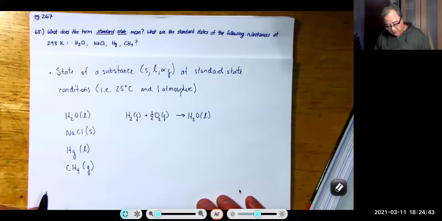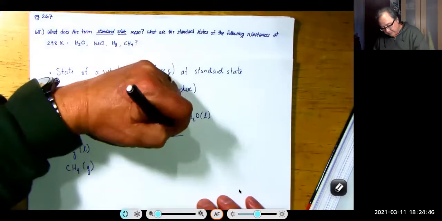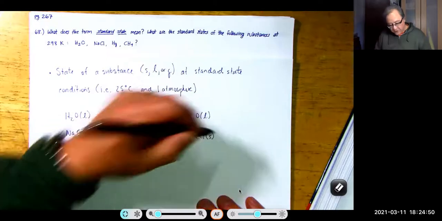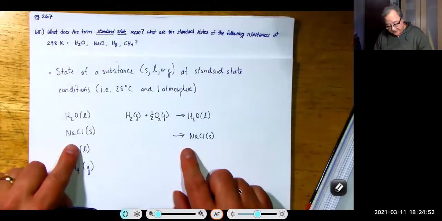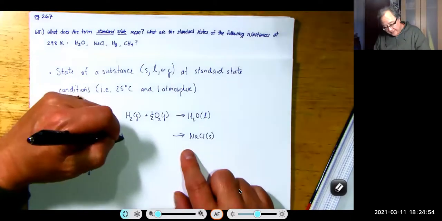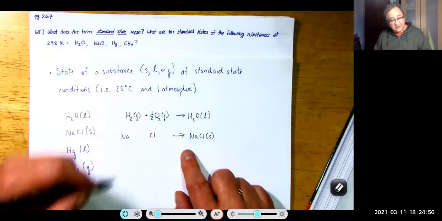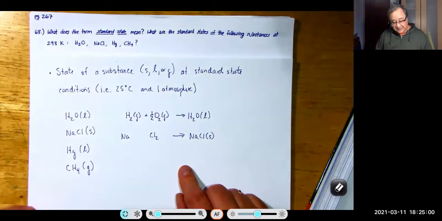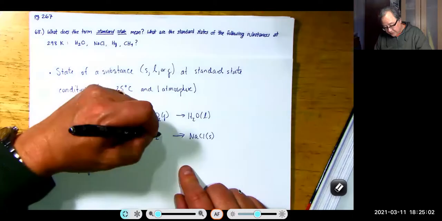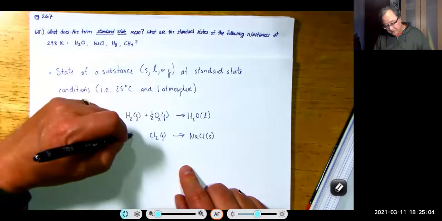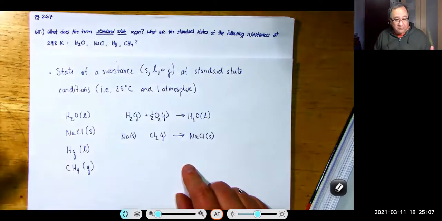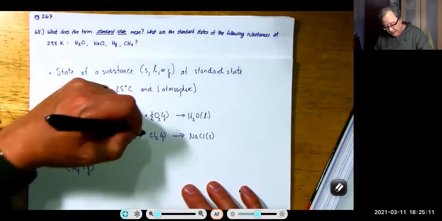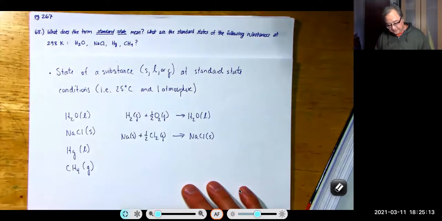So what would it be for NaCl? Well, we start off with NaCl solid. The two elements that make up NaCl are Na and Cl. Cl is diatomic. Cl is a gas at room temperature. Sodium is a solid at room temperature. There's only one metal that's a liquid at room temp, mercury. And to balance this, you can see we need a 1/2 in front of the Cl2.